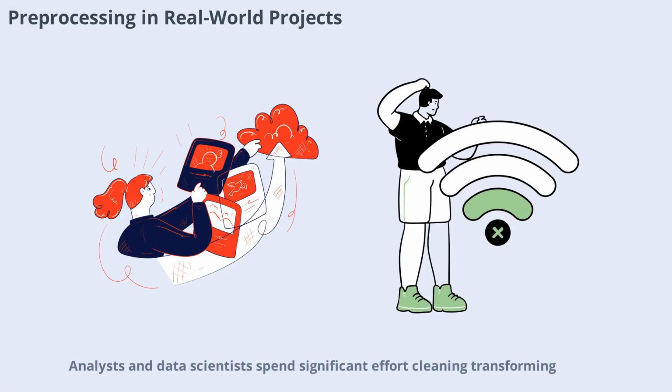In real-world projects, data preprocessing is often the most time-consuming part of the workflow. Analysts and data scientists spend significant effort cleaning, transforming, and organizing data before any modeling begins. This investment is crucial for achieving reliable results. Real-world data is rarely perfect, so robust preprocessing practices are essential for turning raw information into actionable insight.